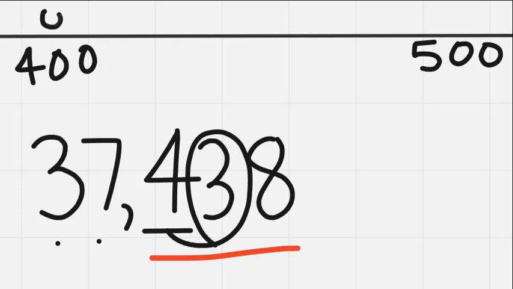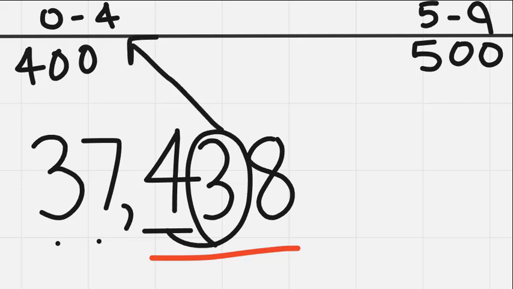When we round, 0 to 4 will tell us to go down. 5 to 9 will tell us to go up. So when we look at 438, the 3 is the number that will tell us how to round. 3 is between 0 and 4. So 438 is going to round down to 400.